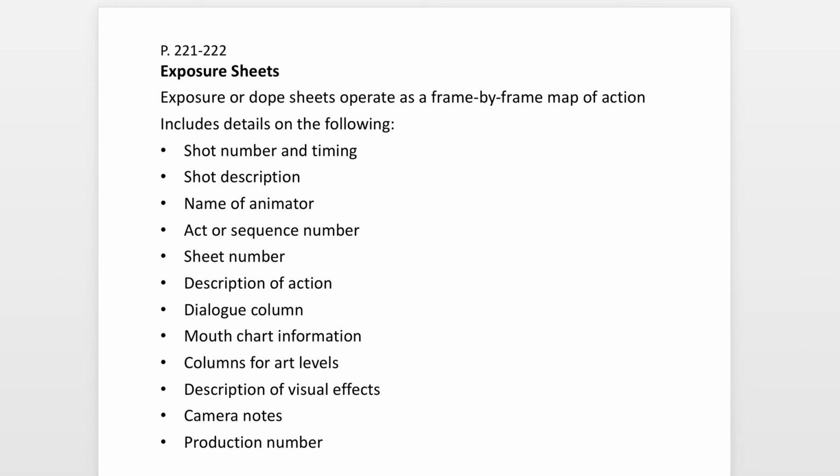Page 221 through 222, Exposure Sheets. Exposure sheets, or dope sheets, operate as a frame-by-frame map of action. They include details on all of the following: the shot number and the timing, the shot description, the name of the animator, the act or the sequence number, the sheet number, the description of action, the dialogue column, mouth chart information, columns for art levels, description of visual effects, camera notes, and the production number.